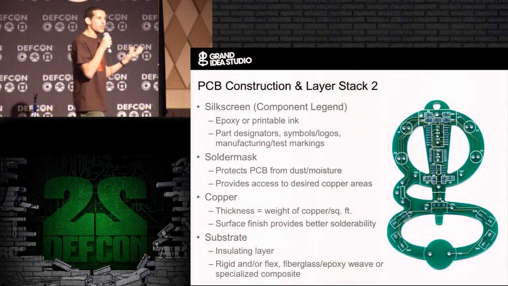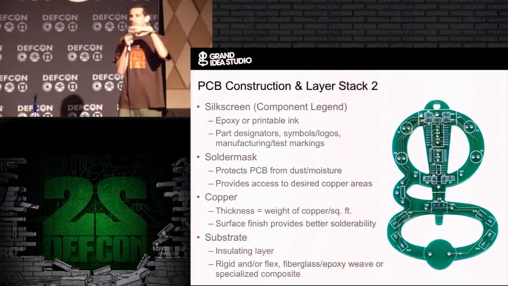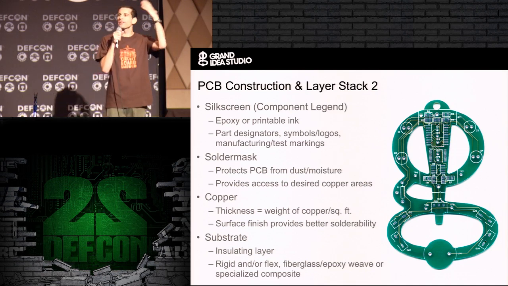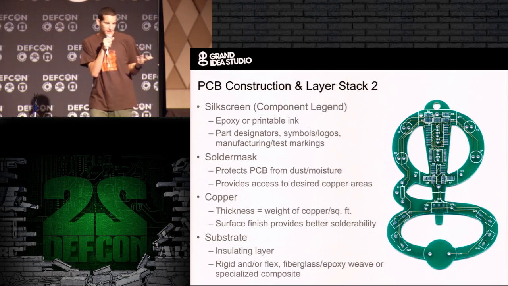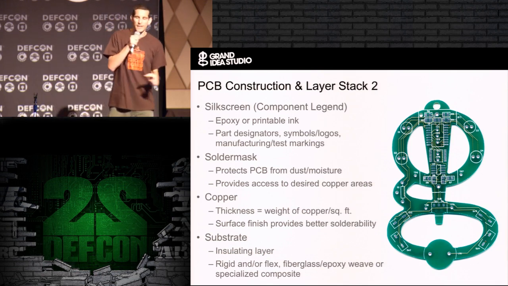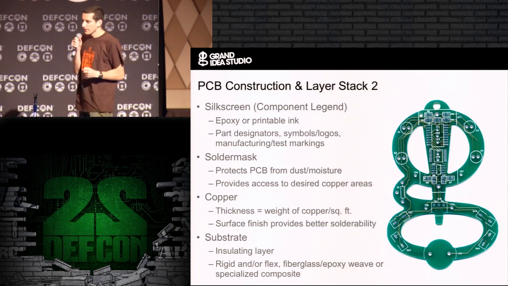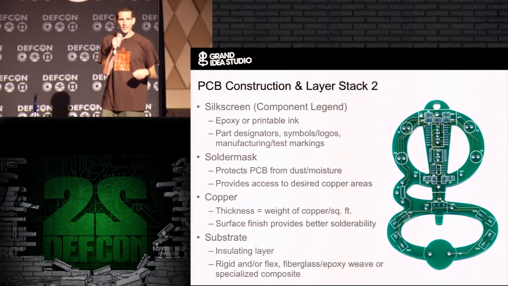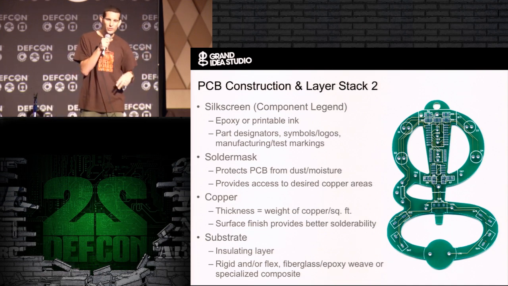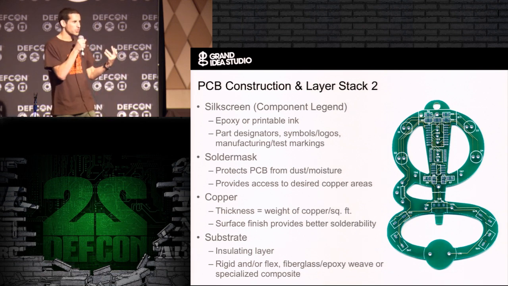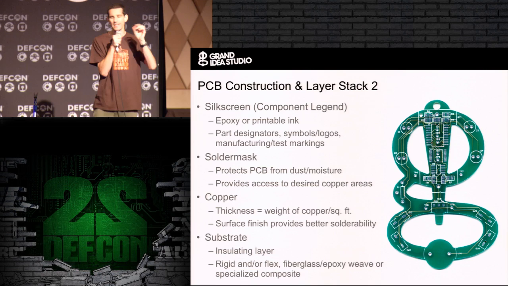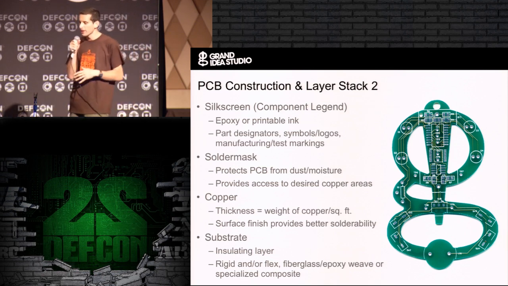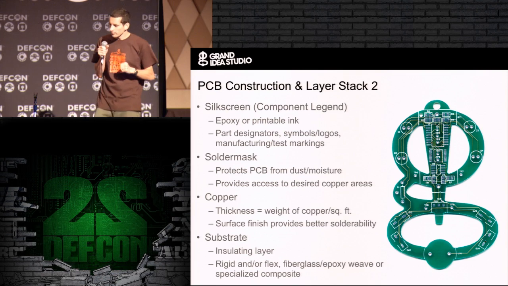There are a bunch of other layers on a board. You have your copper and substrate layers, but there's other stuff on top. The silkscreen layer is usually white markings on the board, sometimes other colors, made of a printable ink or epoxy. Usually part designators are on there. Sometimes you'll see manufacturing logos, and sometimes markings by engineers for test fixtures or test points, things that we can take advantage of. That's at the very top layer.